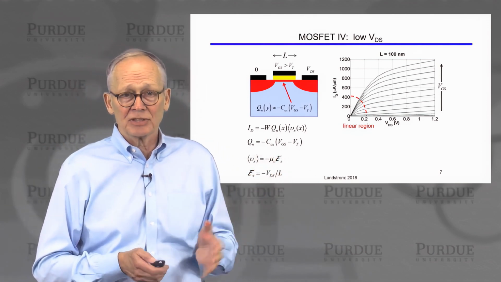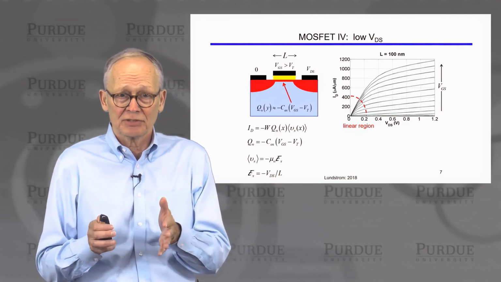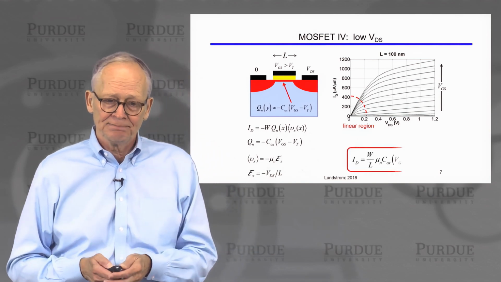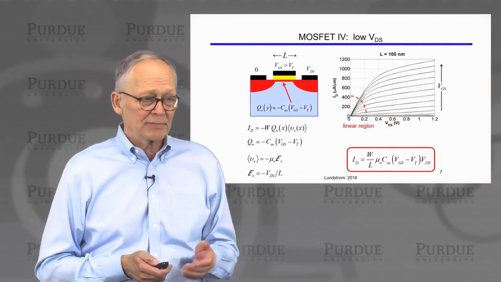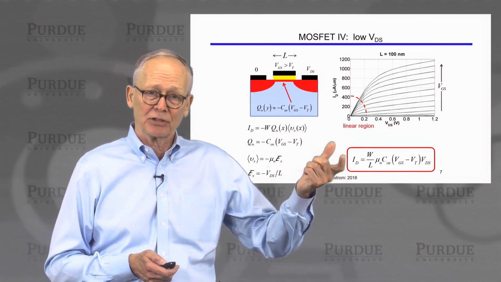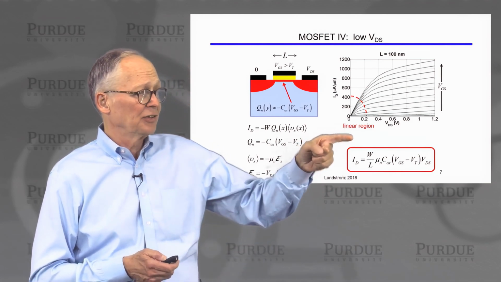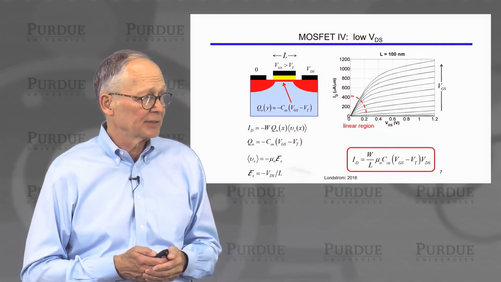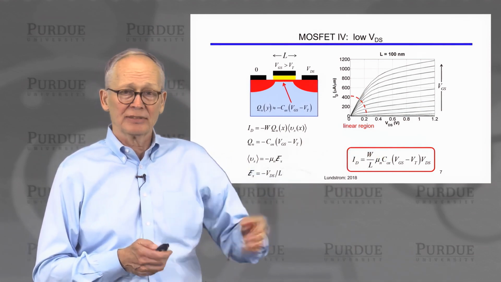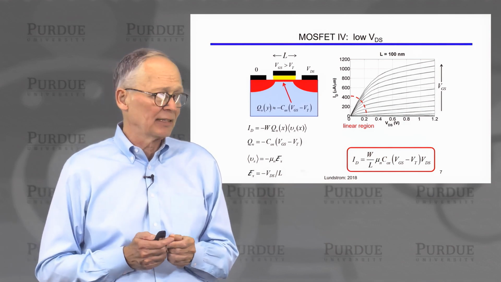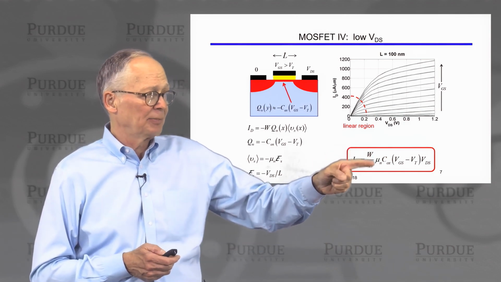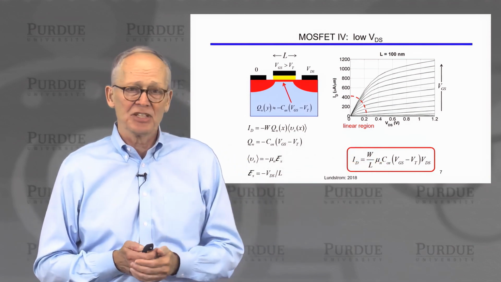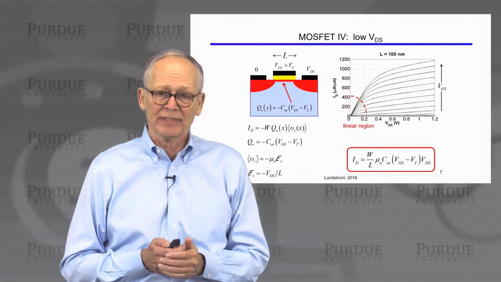And the electric field is just the voltage across the channel, which is VDS, divided by the length of the channel. The units are volts per meter. So we put it all together, and we have a simple expression for the current in the linear regime. The current is W over L, the width of the transistor divided by the length of the transistor, times mobility, which tells us how fast the electrons flow in an electric field, times the capacitance of this oxide layer in farads per meter squared, times Vg minus Vt, and then times VDS.